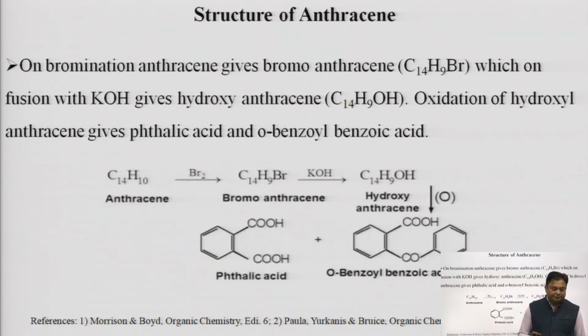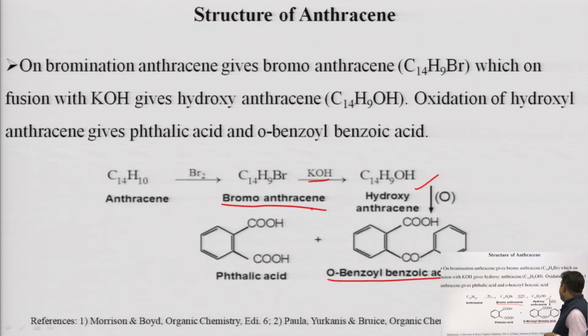So, now when we are talking about the structure of anthracene, elemental analysis has been done, mass spectroscopy has been done, and both help us to establish the molecular formula. Now, we have some synthetic evidence. When we go for the bromination of anthracene, we get bromoanthracene. That bromoanthracene in the presence of potassium hydroxide gives hydroxyanthracene, which on oxidation with a strong oxidizing agent gives orthobenzoyl benzoic acid and phthalic acid.